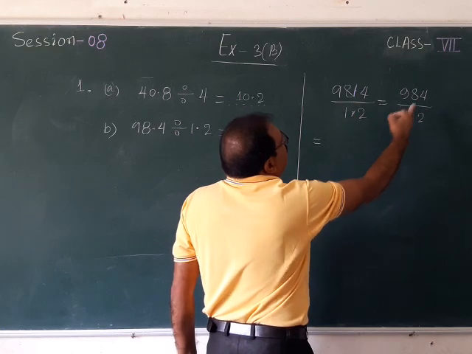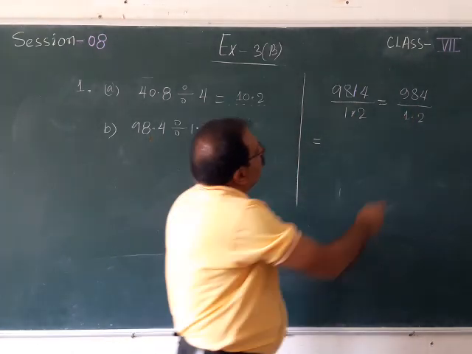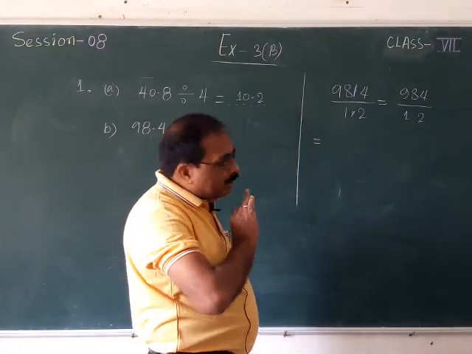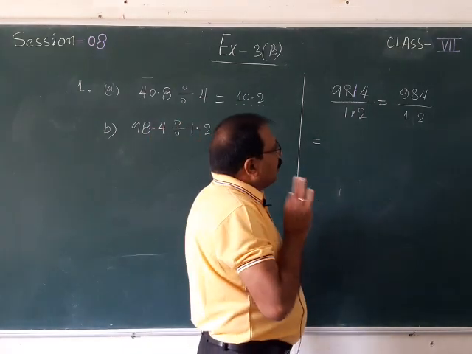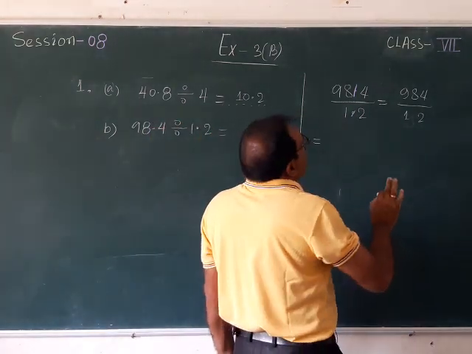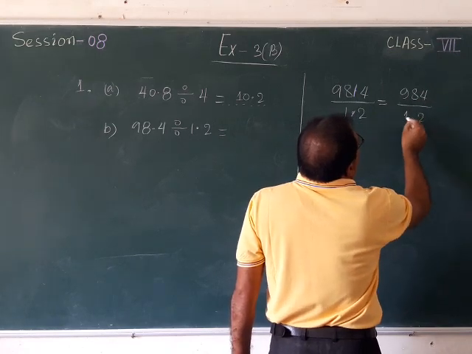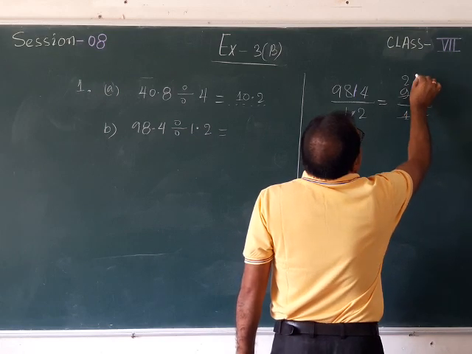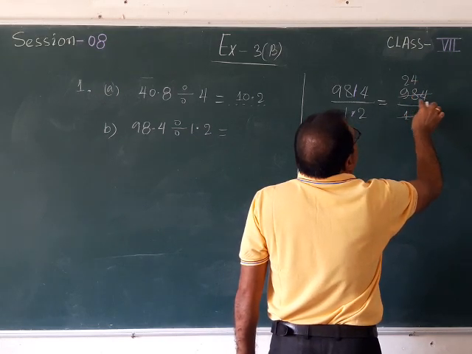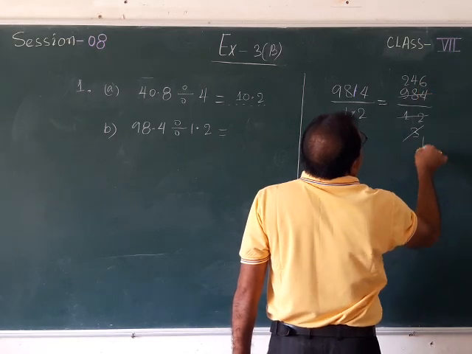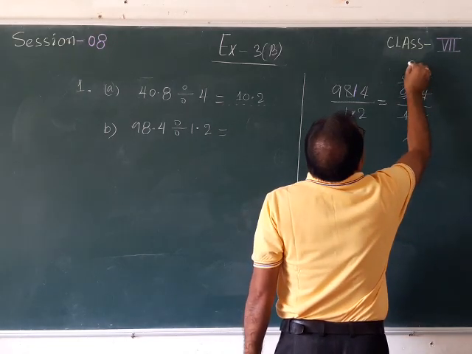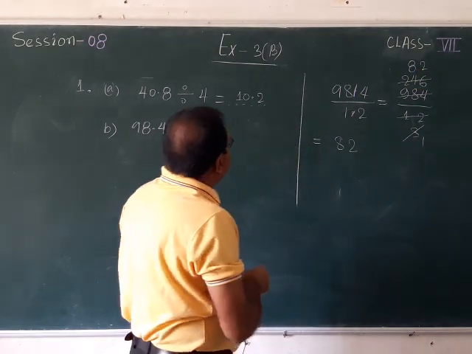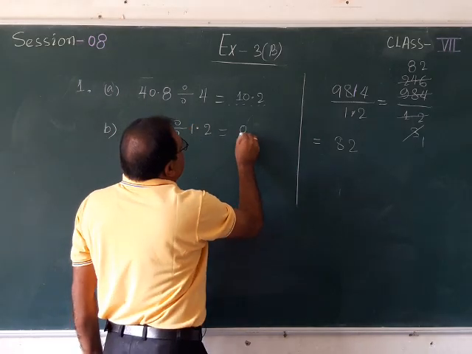Then your number is 984 by only 12. There is no decimal. Now you can divide this number normally, or you can cancel. If you cancel, you can see that it is divisible by 4. So 4 3s are 12, 4 2s are 8, 4 4s are 16, and 4 6s are 24. Now 3 1s are 3, 3 8s are 24, and 3 2s are 6. So you can see the answer has come, that is 82, and I can write my answer here: 82.